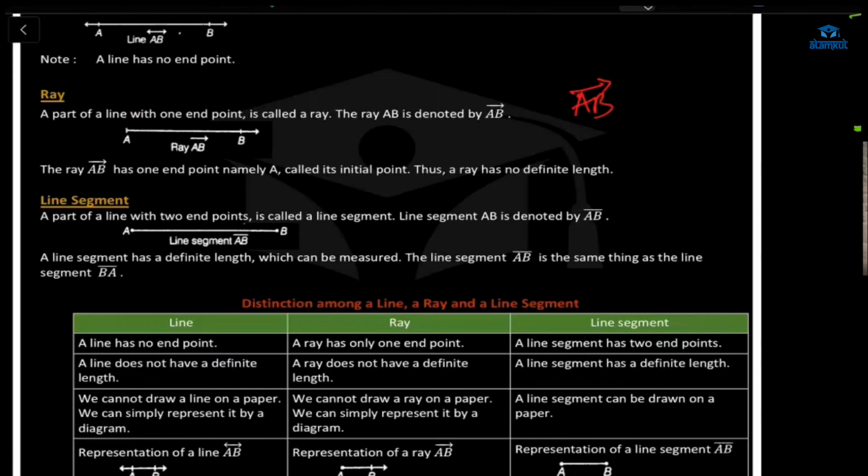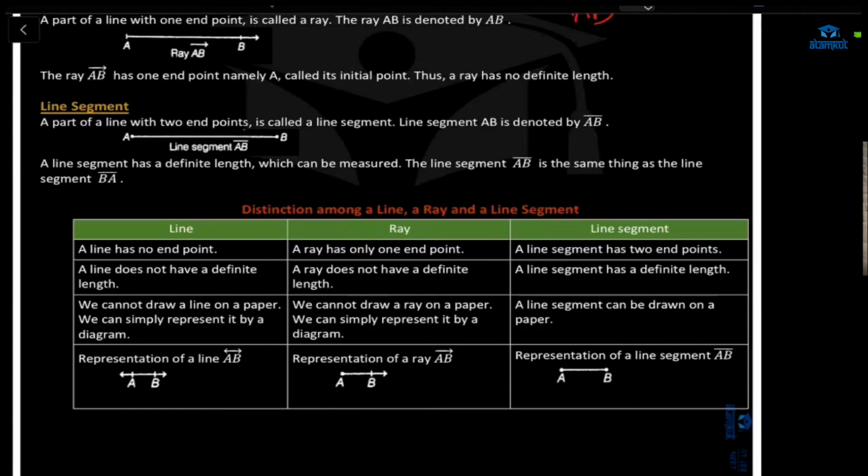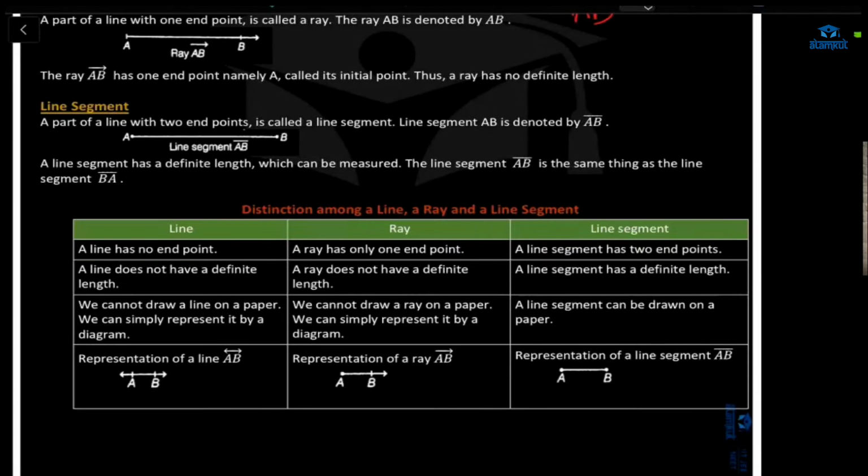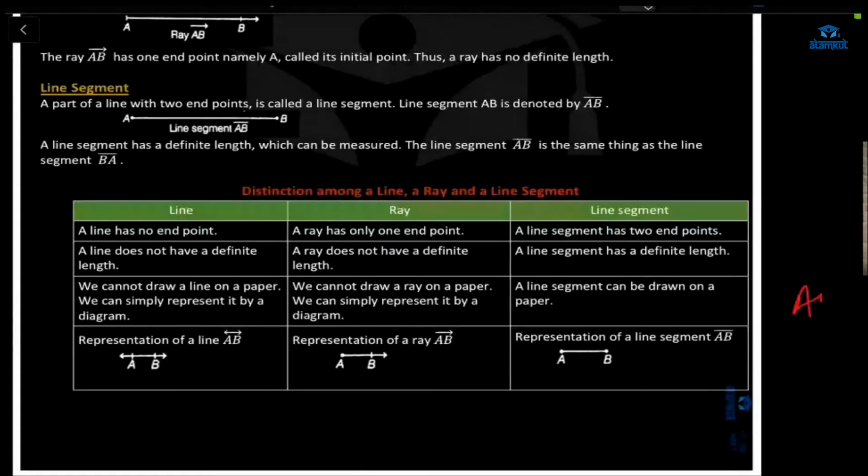Now we learn the differences between the line, ray, and line segment. A line has no endpoint, a ray has one endpoint, and a line segment has two endpoints. A line does not have a definite length. A ray also does not have a definite length, because a line can be extended on both sides and a ray on one side, whereas a line segment has a definite length because it is a fixed part of a line. We cannot draw a line or ray, as discussed. To represent a line segment, you write the name with a bar above it, because it has endpoints on both sides.